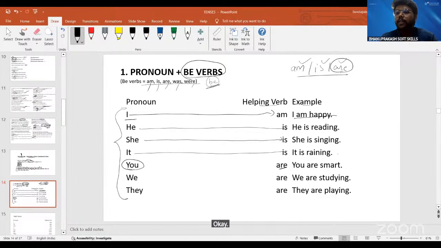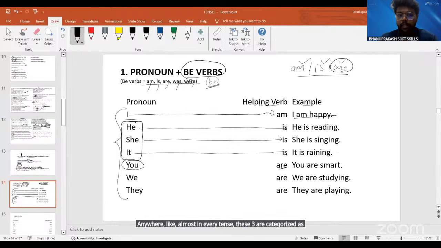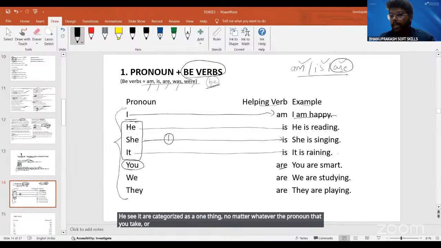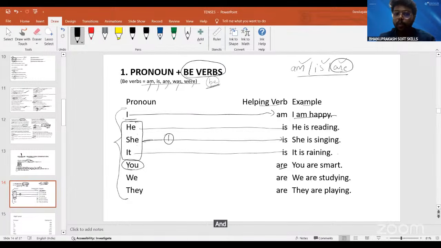Simply you can remember this rule anywhere, in almost every tense: he, she, it are categorized as one group. No matter whatever pronoun or subject verb agreement you take, these are one group. He, she, it. And the remaining I, you, we, they come under a different category. Pronouns are divided into two categories: one is he, she, it, and the remaining is I, you, we, they. I and you are singulars and we, they are plurals.